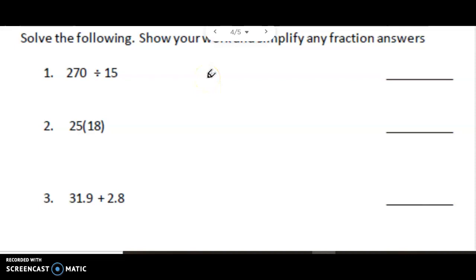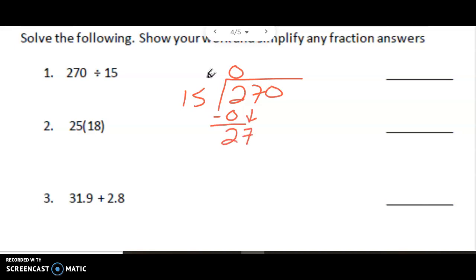All right, let's look at number 1. 270 divided by 15. 15 goes into 2 0 times. I always put a placeholder because it's going to help me in the future. Subtract 2, bring down my 7.